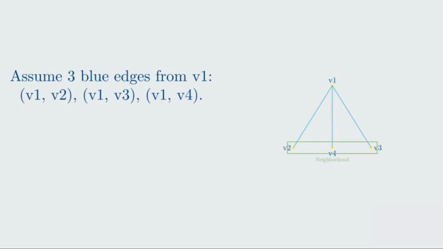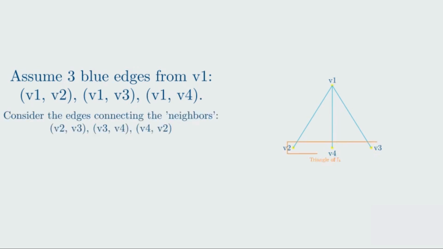These 3 vertices form what we call a neighborhood of V1. Now, consider the 3 edges that connect these 3 neighbors of V1: V2, V3, and V4. Let's call the vertices V2, V3, V4 our triangle of interest.